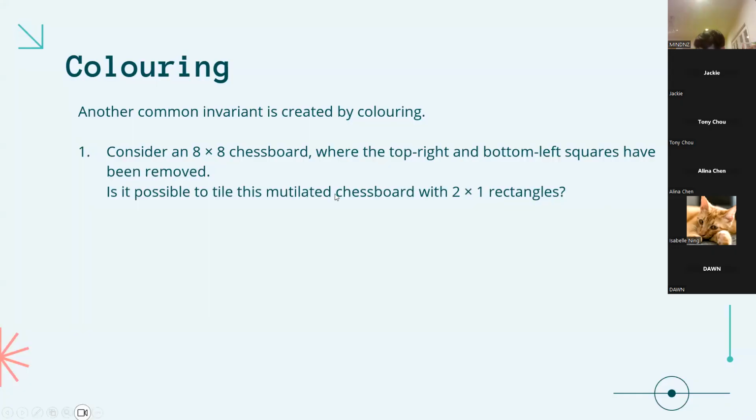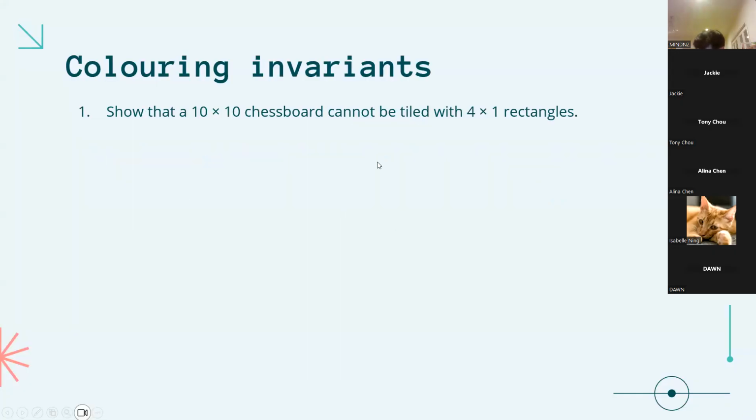Okay, next problem. This is similar to what we just did. Show that you cannot cover a 10 by 10 chessboard with 4 by 1 rectangles.